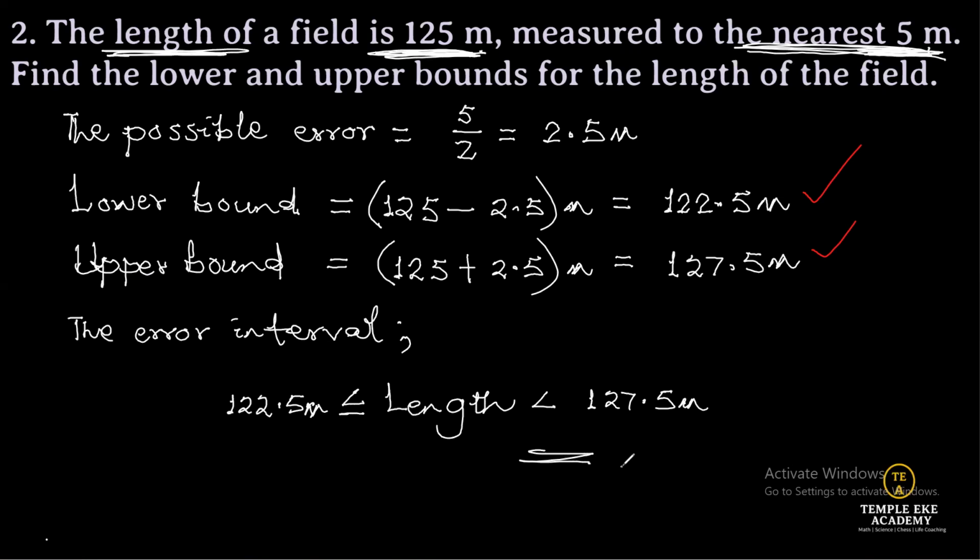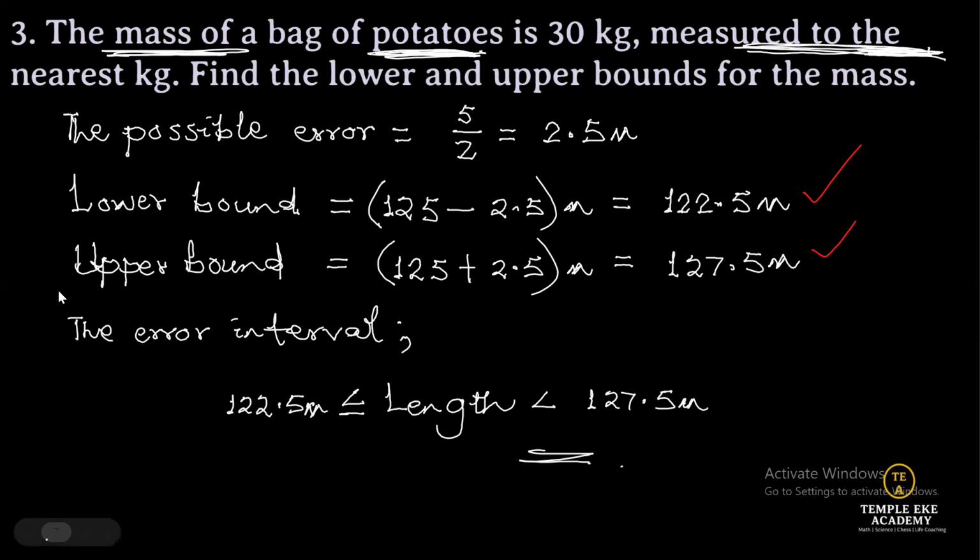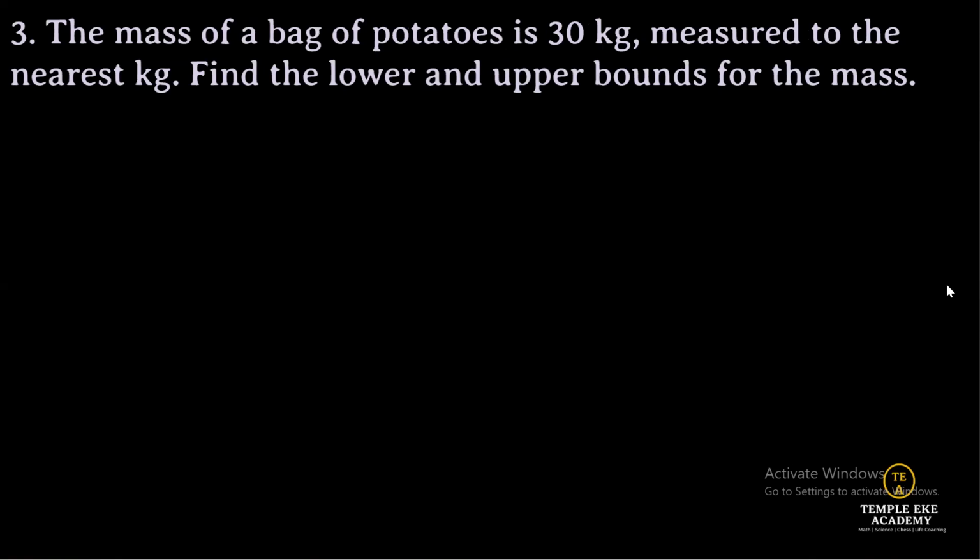That's good. Okay, it's getting interesting. Let us go into the next area. Now here is another question. The mass of a bag of potatoes is 30 kilograms, measured to the nearest kilogram. Find the lower and upper bound for the mass of the bag of potatoes. Let's see. So we have our rounded value.